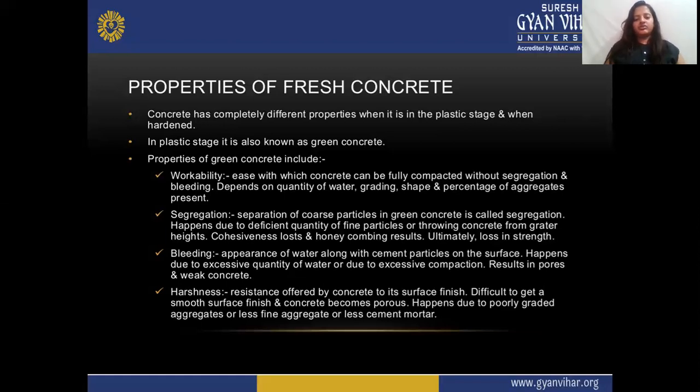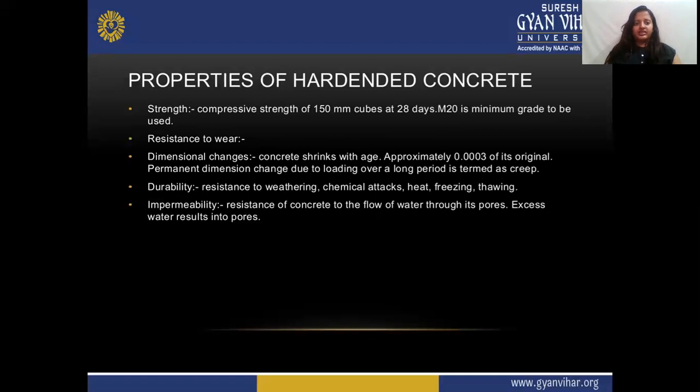Hardness, resistance offered by the concrete to its surface finish. It is difficult to get a smooth surface finish, and the concrete becomes porous. This happens due to poorly graded aggregates and less fine aggregates or less cement mortar. The strength, compressive strength of 150 cube in 28 days, for example for M20, is the minimum to be used. The resistance to wear is nothing but the abrasion that the surface undergoes.